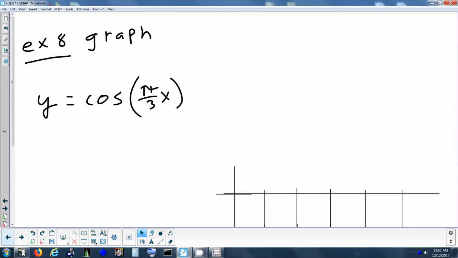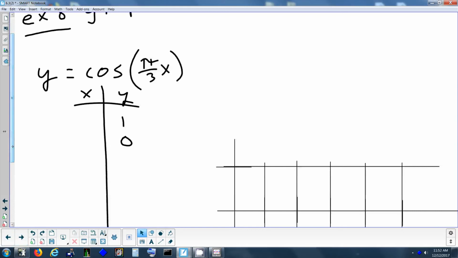Okay, so we just did a cosine. Let's fill in the y's. 1, 0, -1, 0, 1. The first x value, if you don't shift left and right, is always what? It's always going to be 0 unless you do a phase shift first. Then it won't. Okay, what's the next x value after 0?